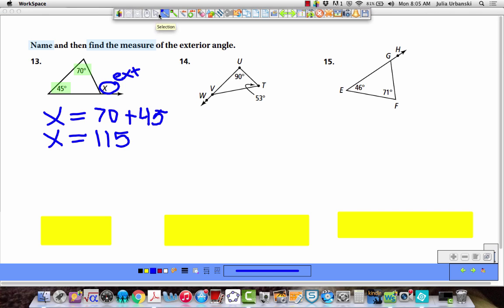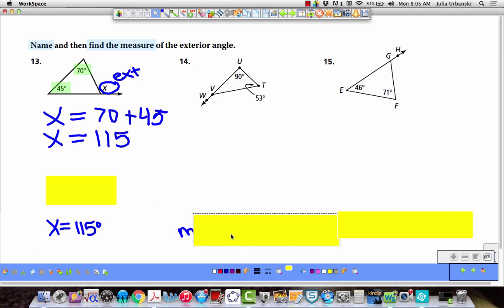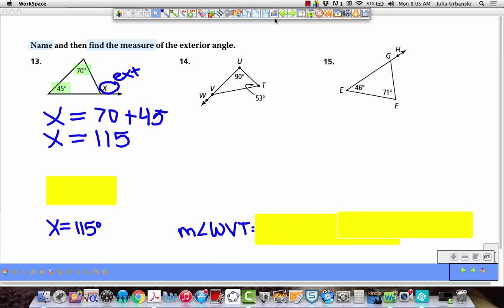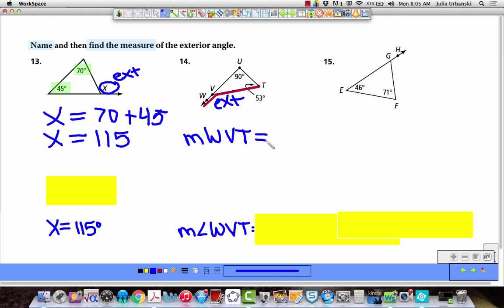Alright, for this one, that one was looking for X. In this case, they want us to find the measure of angle WBT. That's the outside angle here, WBT. So that's the angle there on the exterior. The measure of angle WBT is equal to the two remote interior angles. The two angles on the inside that are remote or farthest away. Which two degrees are those? 90 and what else? 53. So 90 plus 53, do that on your calculator. Is it 143?